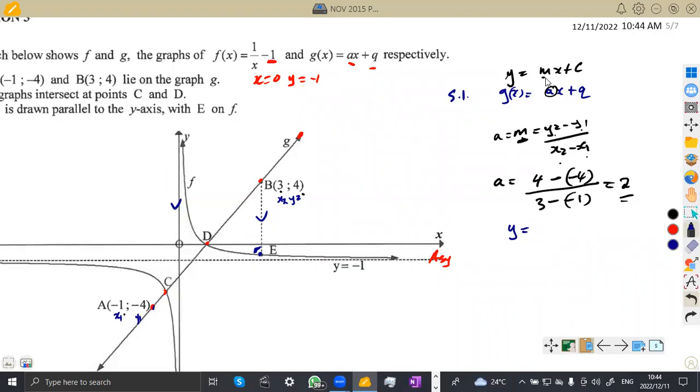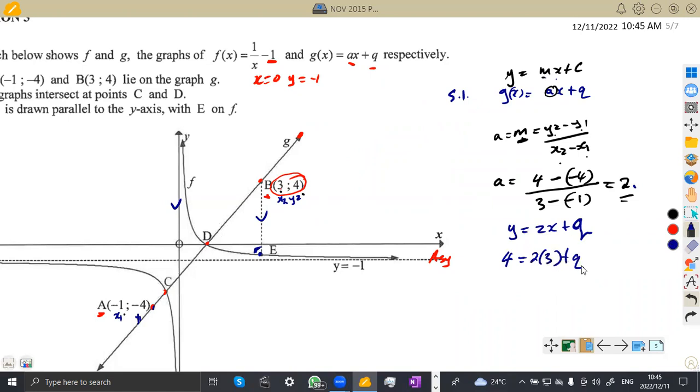y is equal to mx, where m is 2, which is the gradient, so it's 2x plus c. So to find the c, which is our q in this case, this c is represented by q. You are going to substitute any one of the points, either point A or point B. So in this case, I'm just going to use point B, the one that has got positive values. So x here is 3, y is 4. So y is equal to 4 when x is equal to 3.